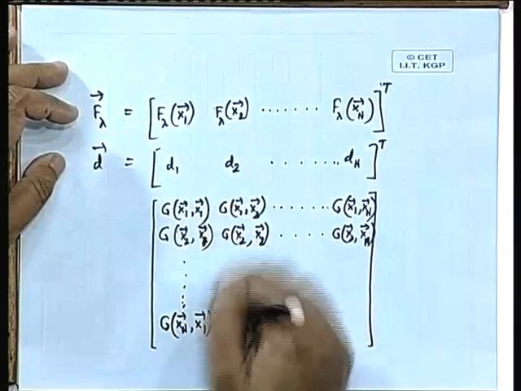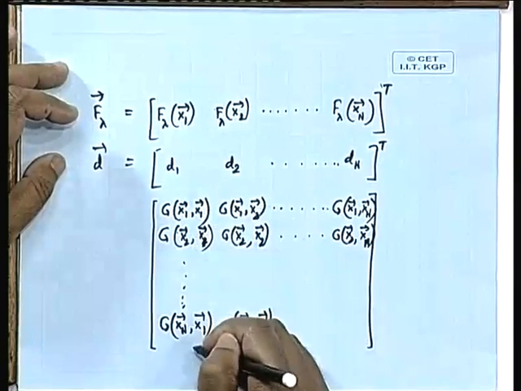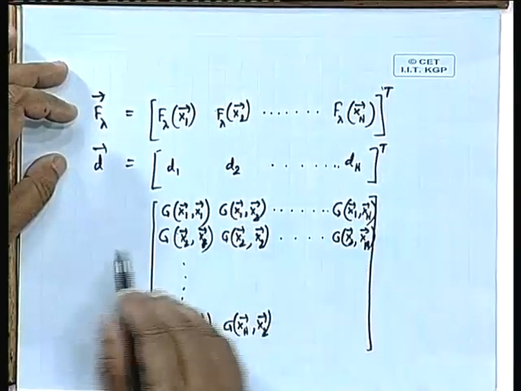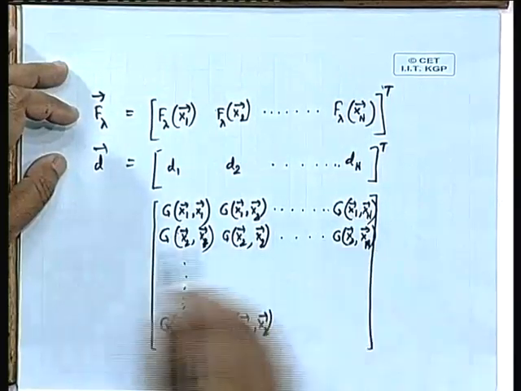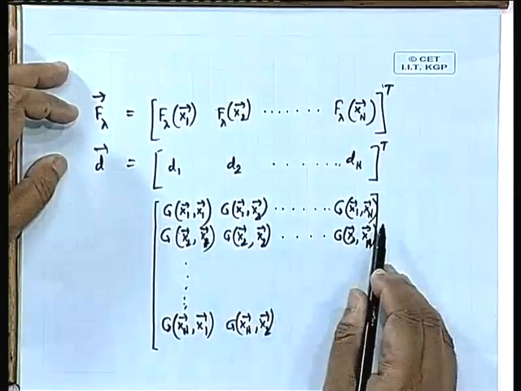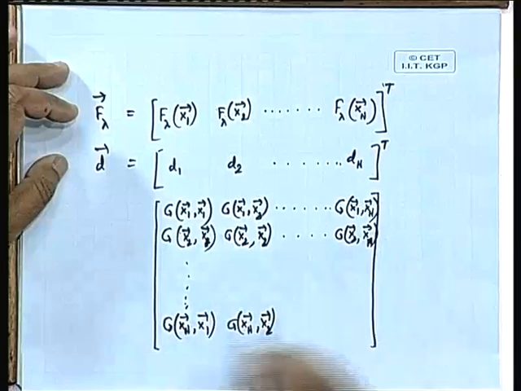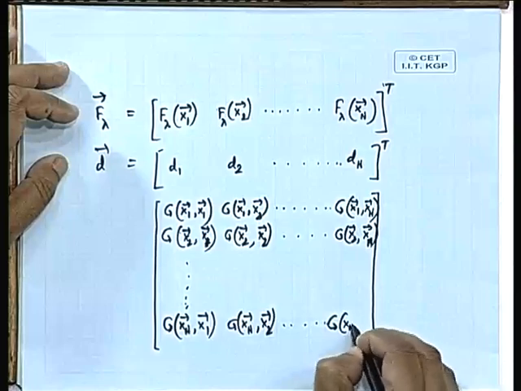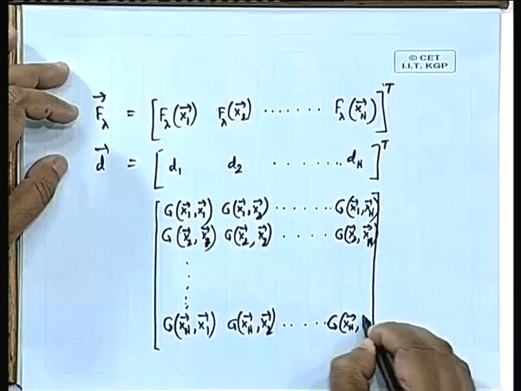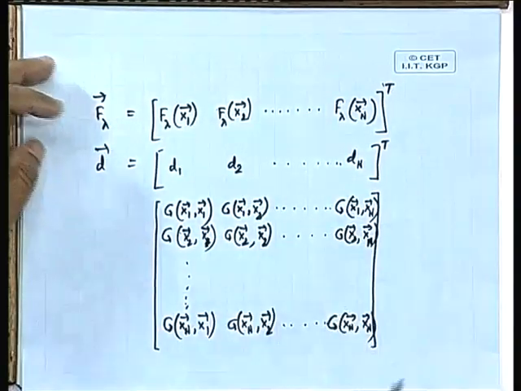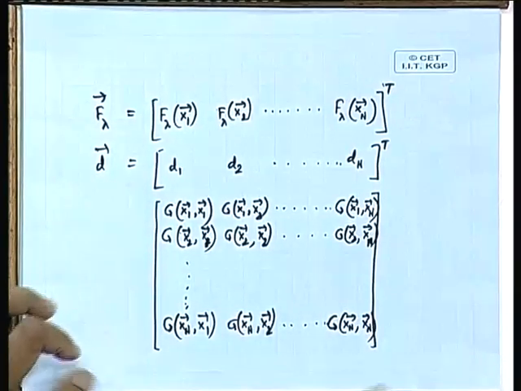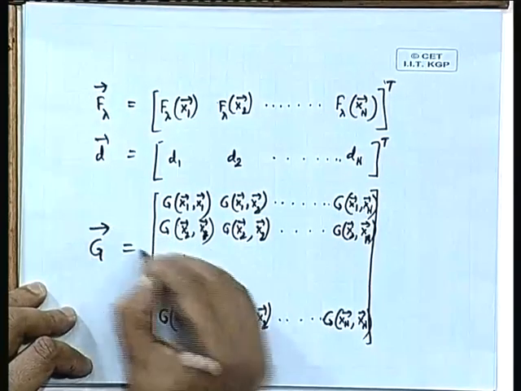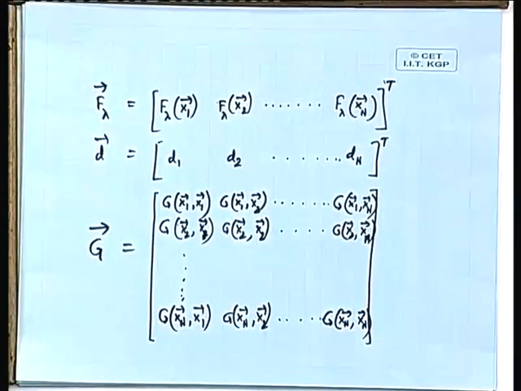So this column effectively corresponds to the center. This is center 1, this is center 2, the last one is center n, and the row corresponds to at what point it is evaluated. So this is the first point of evaluation, that is x1, this is the second point of evaluation, and this one is the nth point of evaluation. So this is g of xn comma xn. In effect we are getting an n by n matrix, and this matrix combinedly we are calling the G matrix.